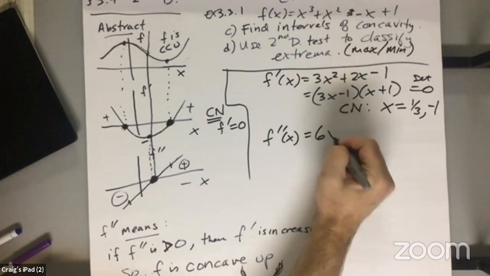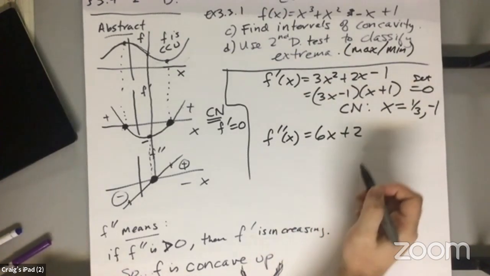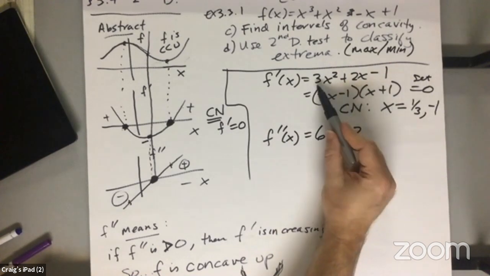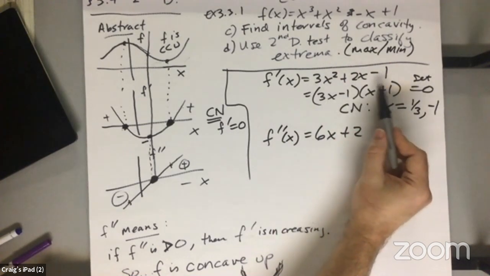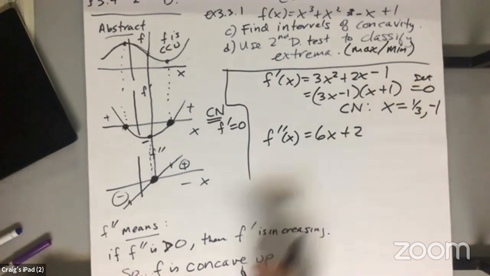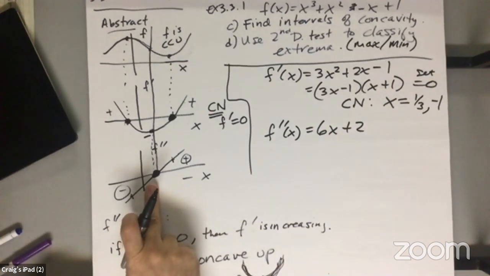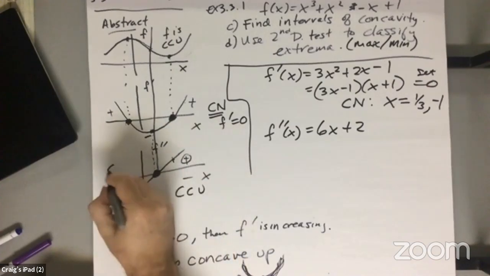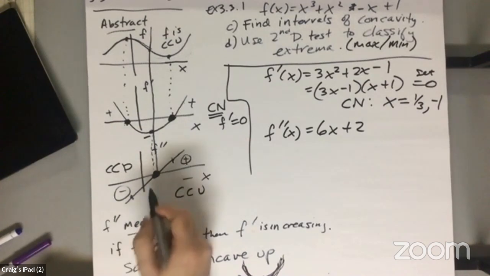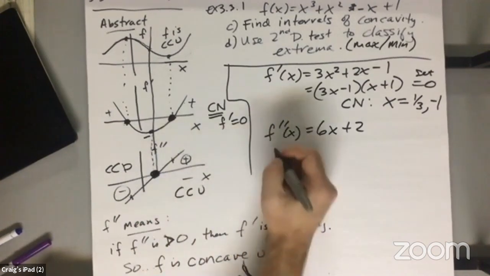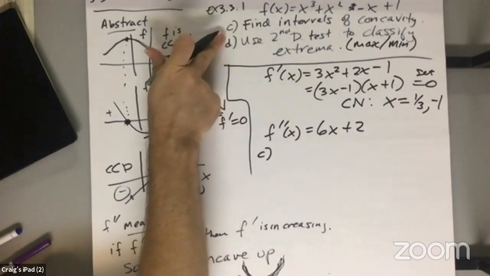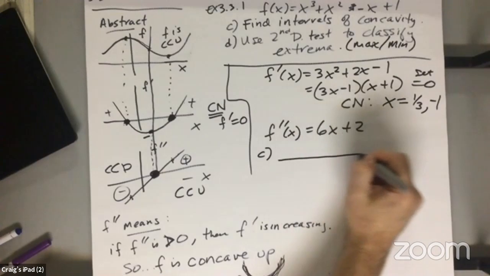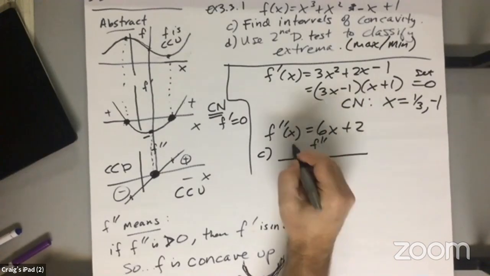So we get 6x plus 2. The first derivative is 3x squared plus 2x minus 1, and the second derivative is 6x plus 2 minus 0. Now, to find the intervals of concavity, this one's concave up when it's positive, and concave down where it's negative. So to do part C and find the intervals of concavity, I'm going to find where the second derivative is positive or negative.